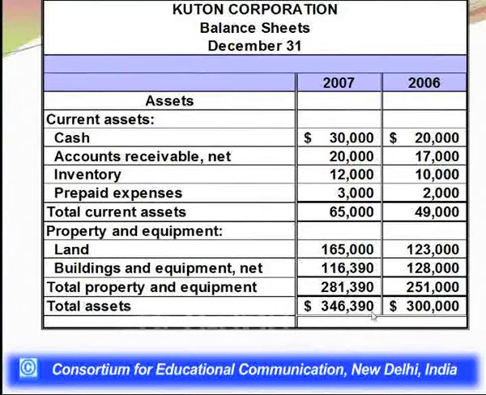In the same way, if we move to the 2006 value, which is the previous year under discussion, 49,000 is the value of current assets here, and 251,000 is the value of PPE. The sum of these two is 300,000 or 3 lakhs.